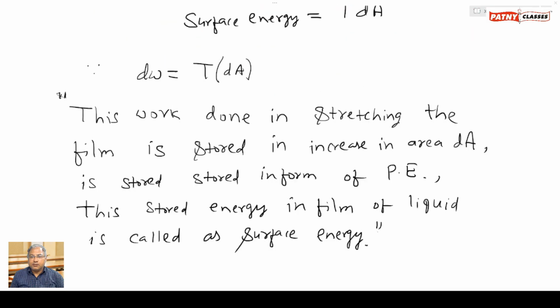So let us summarize. We have dW equals T into dA. dW is nothing but the work done in stretching the film, and this work done is stored in the form of potential energy in the area of the film dA, and this stored energy in the film of the liquid is called surface energy. So the relation between surface energy and surface tension is given by surface energy equals surface tension multiplied by change in the surface area.